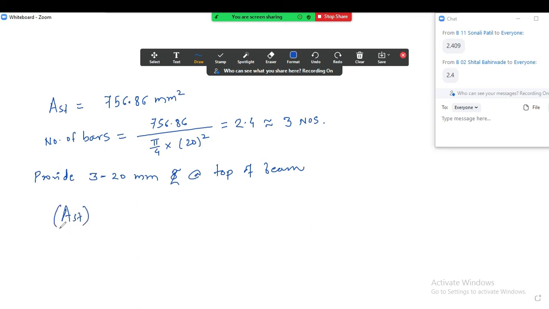Okay. So now calculate the Ast provided and the percentage of steel. So Ast provided is 3 into pi by 4 into 20 square. 645.69, this we have already calculated, no?